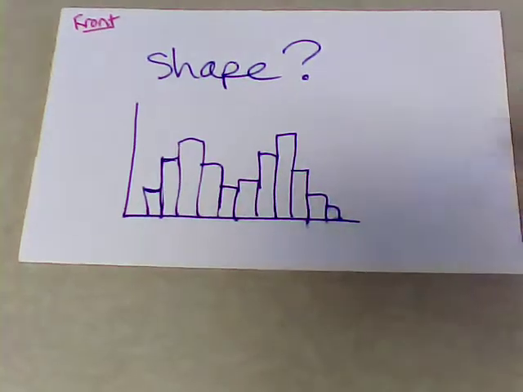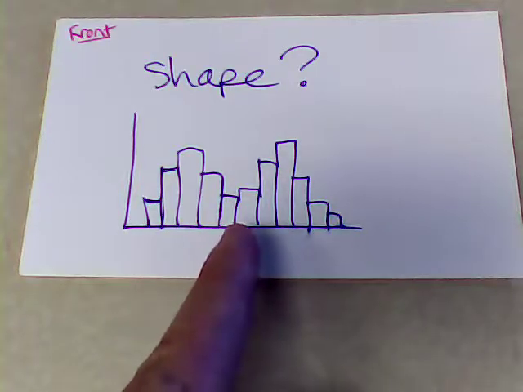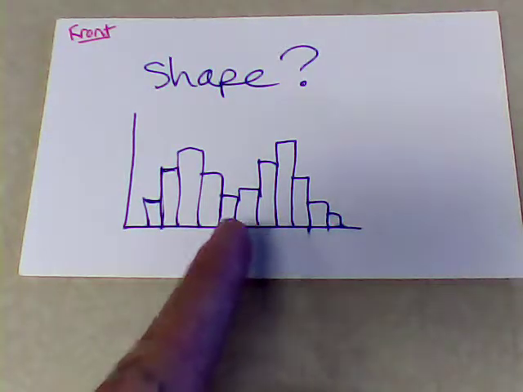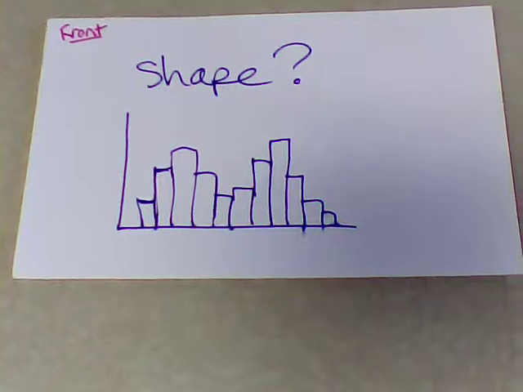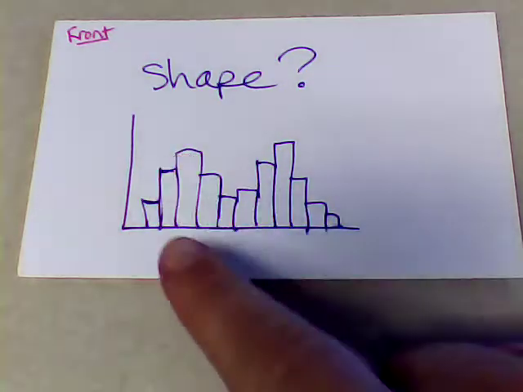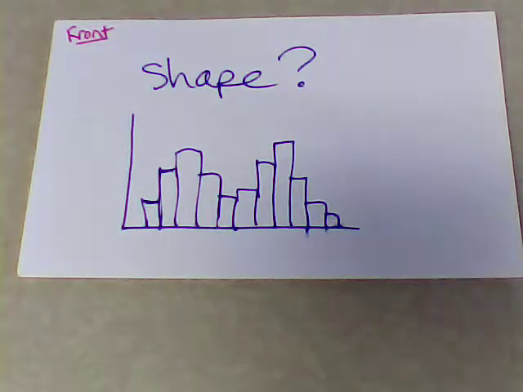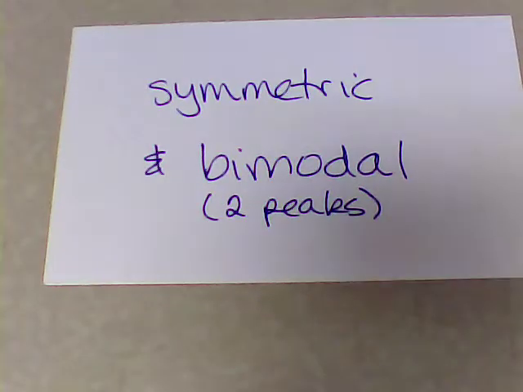Okay, so here's another shape. What is this going to look like? In this case, if you go towards the middle here, this half looks roughly the same as that half. So again, we've got a symmetric distribution. There seems to be a peak right here and then another peak right here. When there's two peaks, the root word for two is bi. So we've got a distribution that's symmetric and bimodal.